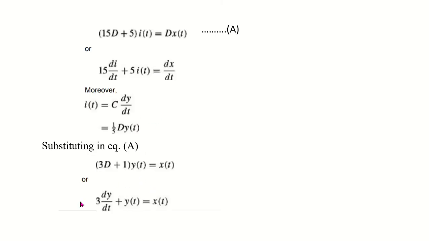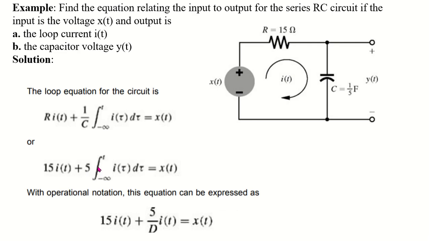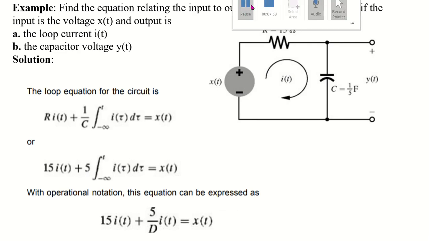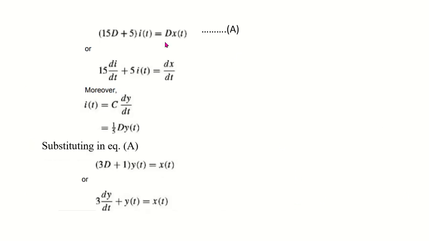So this equation represents the mathematical model of the RC circuit when the current I is taken as the output. This particular equation, which represents the relation between I and X, gives the input-output description or a mathematical model of the given RC circuit, where I is taken as the output and X is the input. While if we take Y as the output and X as input, this particular equation represents the input-output description or the mathematical model of the given RC circuit.